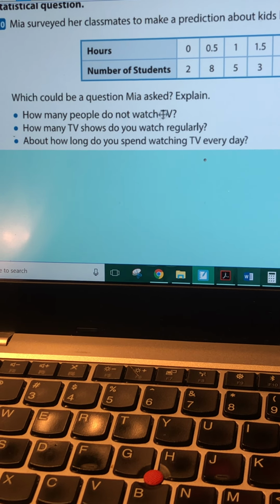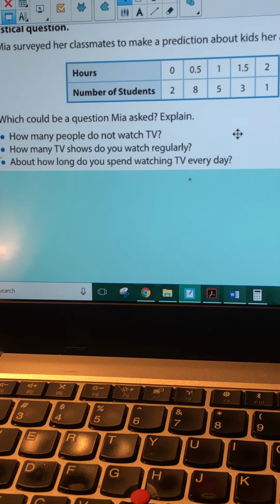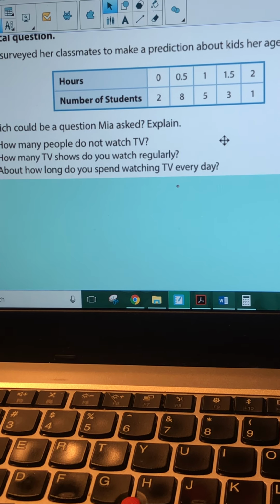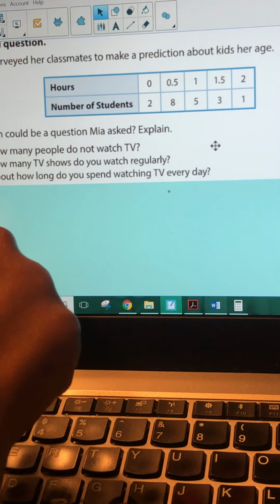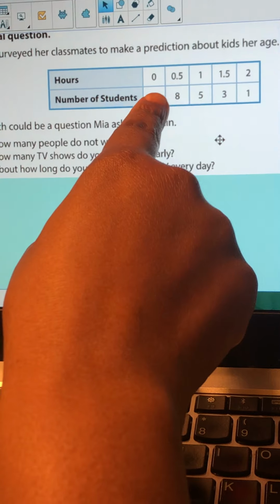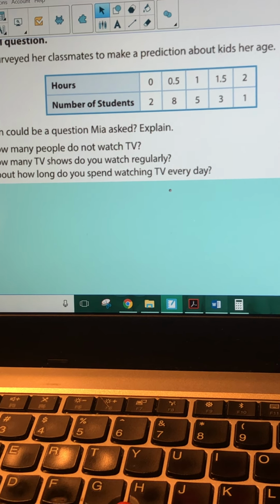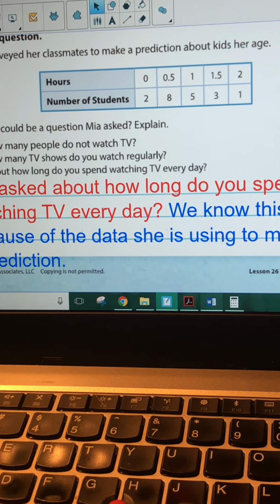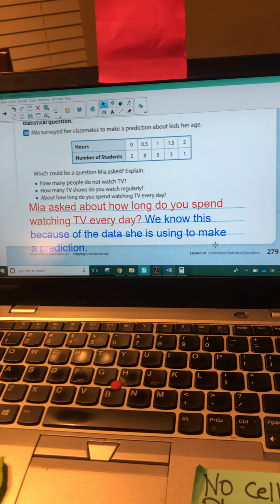Is it how many people do not watch TV? No, because those hours tell me differently. Is it how many TV shows do you watch regularly? Well, if they're just talking to me, I wouldn't have all these various numbers of people. And then let's look at this one. Is it how long do you spend watching TV every day? Well, if you look at the groups and how many hours they spend each day, we would say that Mia asked that question. So let me close this screen shade. I have here that Mia asked about how long do you spend watching TV every day. We know this because of the data she is using to make a prediction.